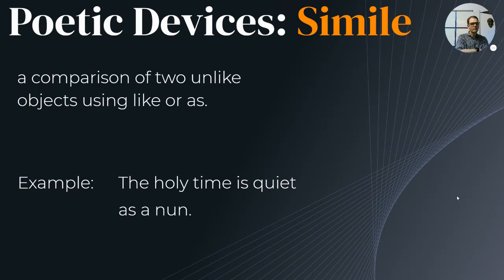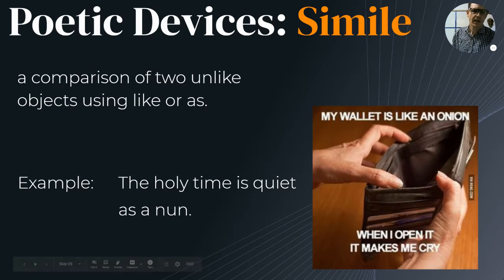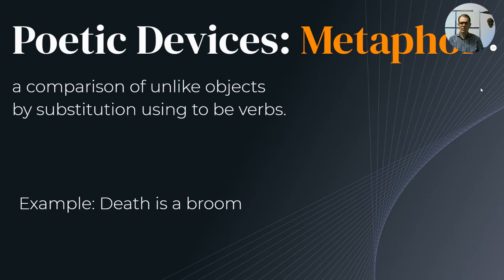So, of course, simile. This is probably one of the first literary devices that you learned as a child. It's a comparison of two unlike objects using like or as. The holy time is quiet as a nun. So the holy time is quiet just like a nun is quiet. Okay, that would be a simile. Then we have, my wallet is like an onion. When I open it, it makes me cry. Okay? Simile, using like.